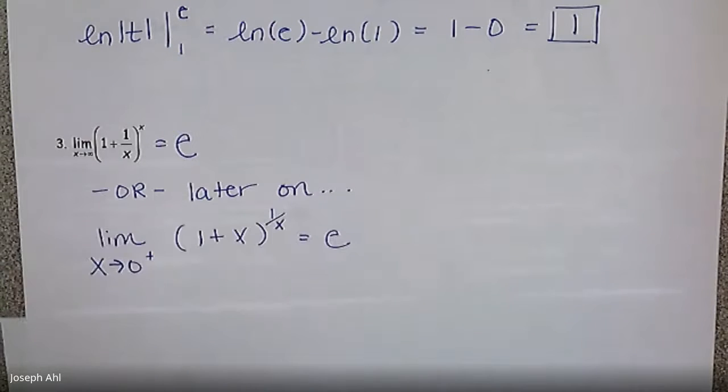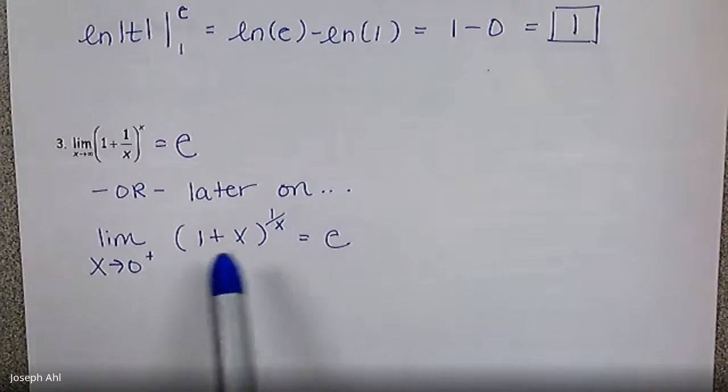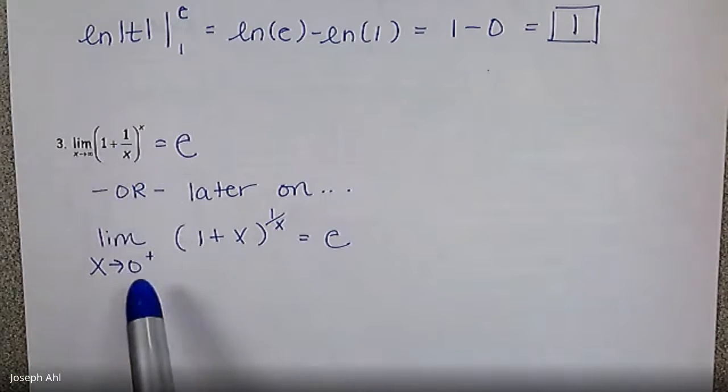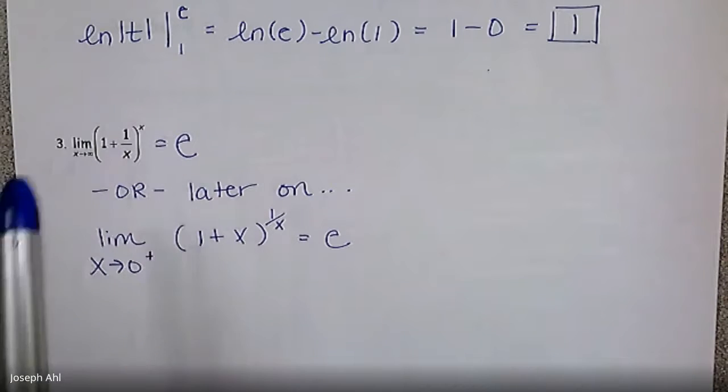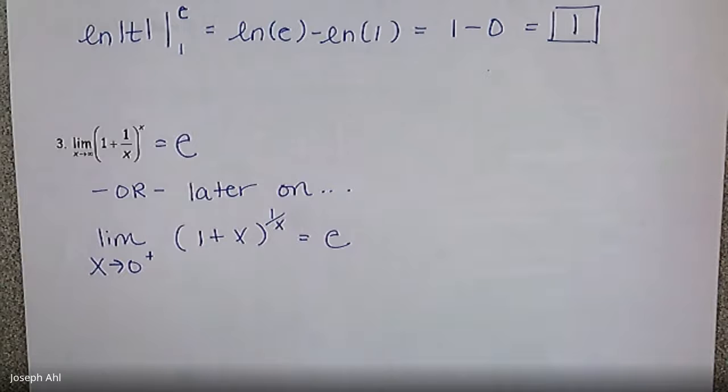Or later on, we might even see this equivalent, where we can rewrite this expression and take the limit as x approaches 0 from the right of (1 plus x) to the 1 over x power. So we're not going to quite talk about this yet, but we'll see a proof of this later on in chapter 7 as to why the limit as x goes to infinity of (1 plus 1 over x) to the x is e.